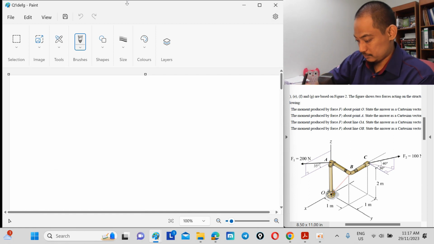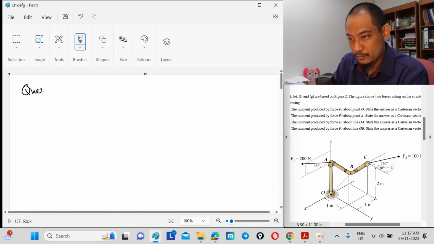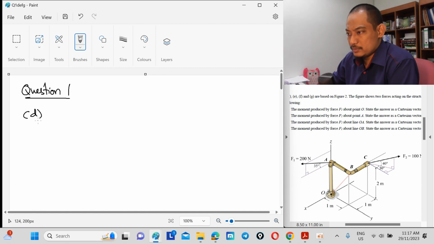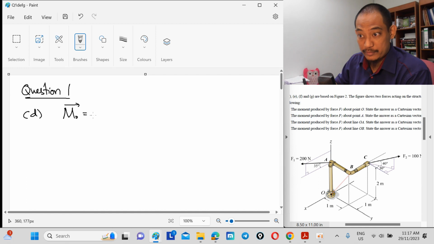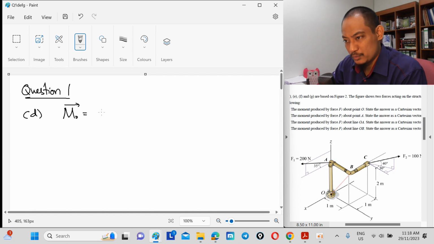Okay, question 1D. What we want is the moment by F1 about point O, the moment from force 1 about point O. So it's from M equal to R cross F, and R is from the point to the force. So in this case, ROA, then cross F1.